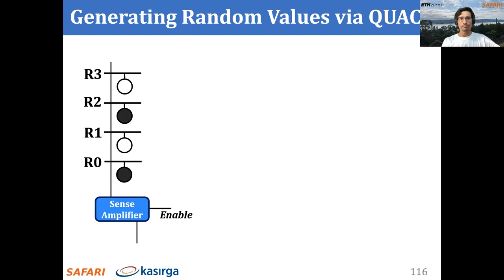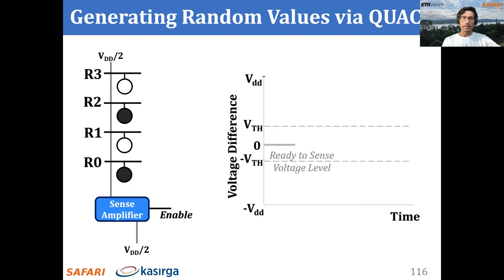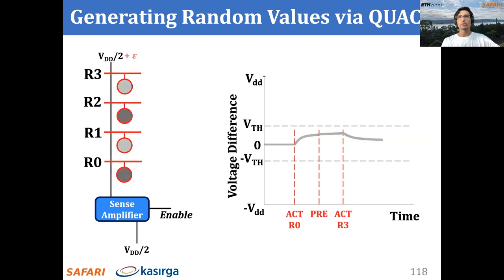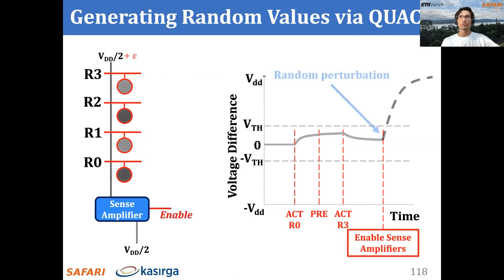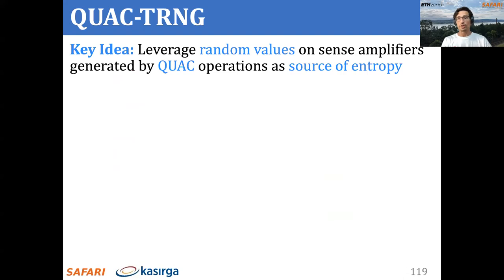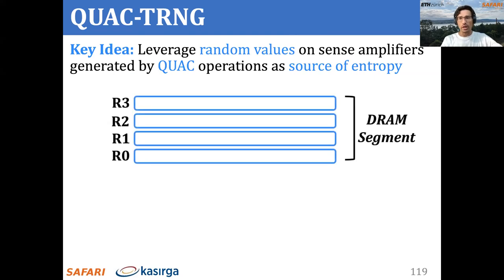So the idea is to load or precharge some different logic values in different cells, in four rows in particular. We activate the four rows at the same time, and this creates a voltage difference in the bitline. And this voltage difference, if it happens in a very short amount of time because the timing parameters are violated, will turn, when enabling the sense amplifiers, into a random perturbation that can go either up or down, in the end generating our random values. And these random values in the sense amplifiers can be used as a source of entropy to obtain random numbers.